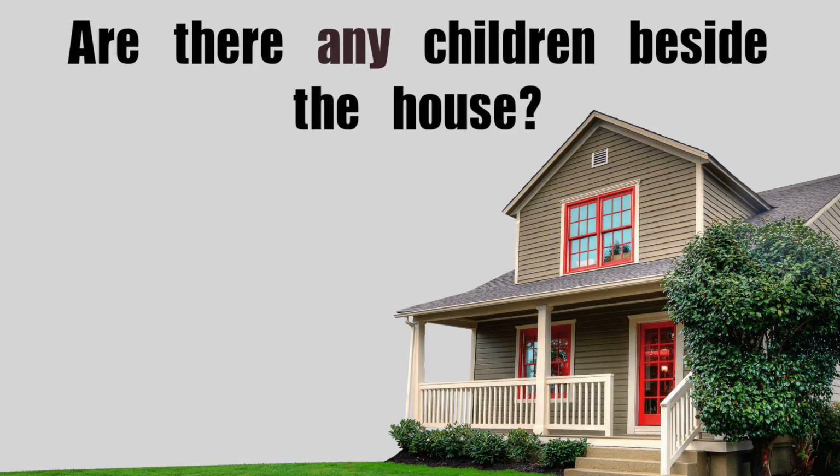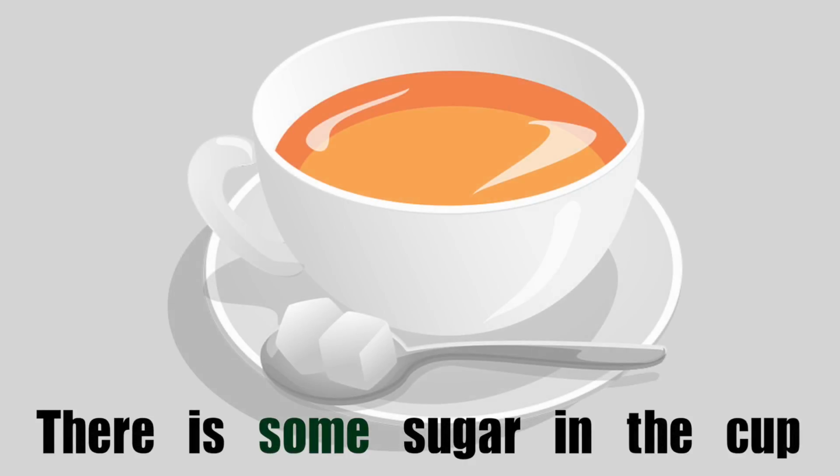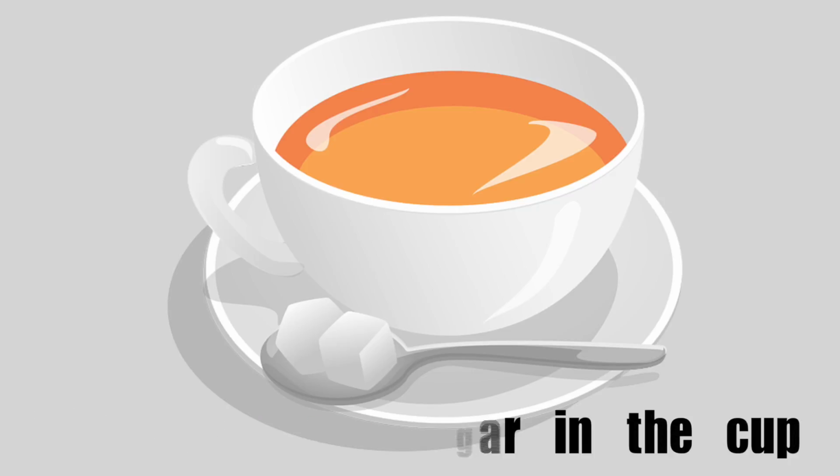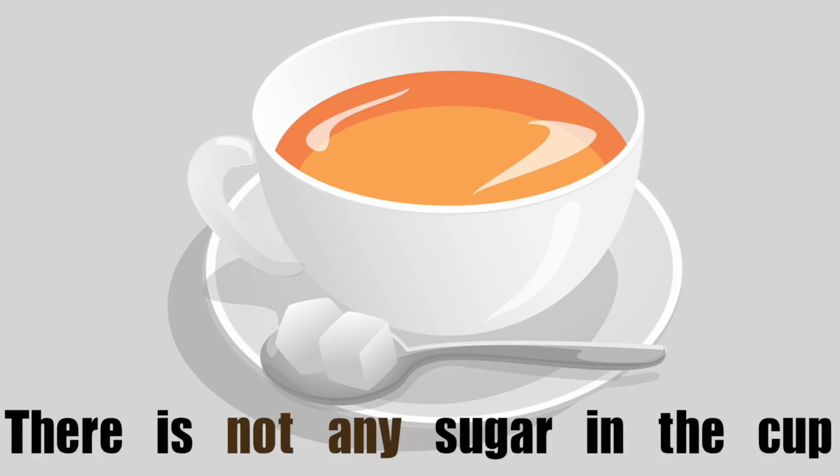So, no children, right? And if you want to make a question, one more time, are there any children beside the house? Then I will use, in this case, any one more time and some one more time. For example, there is some sugar in the cup. There is not any sugar in the cup.